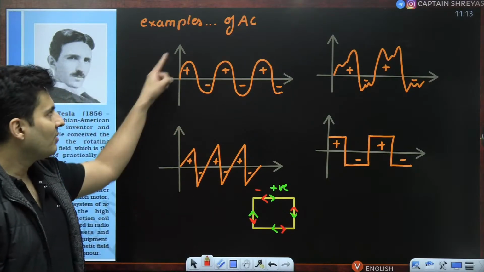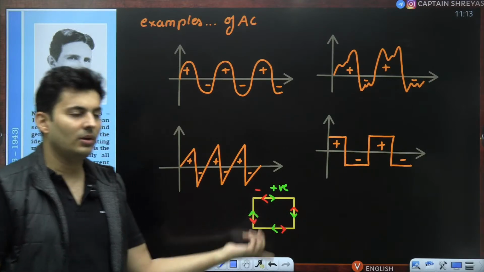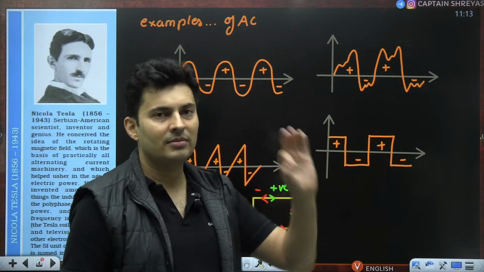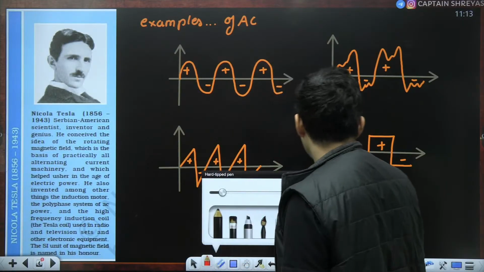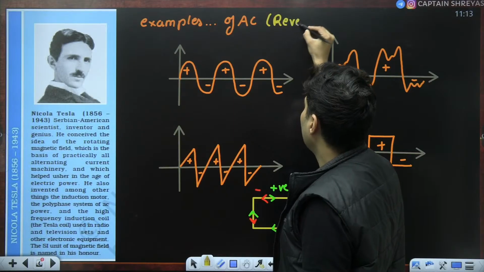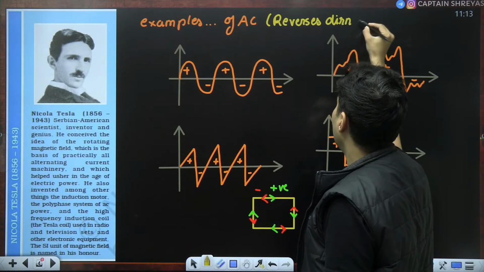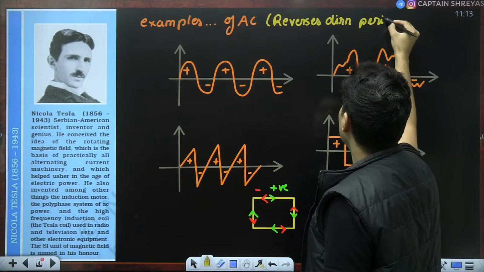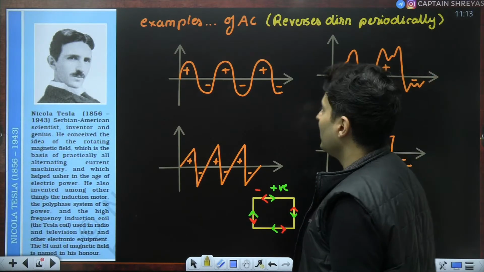Okay, so that is why it is alternating: one's clockwise, one's anti-clockwise, one's clockwise, one anti-clockwise. That is basically called alternating current, a current which reverses the direction periodically. It reverses the direction periodically.